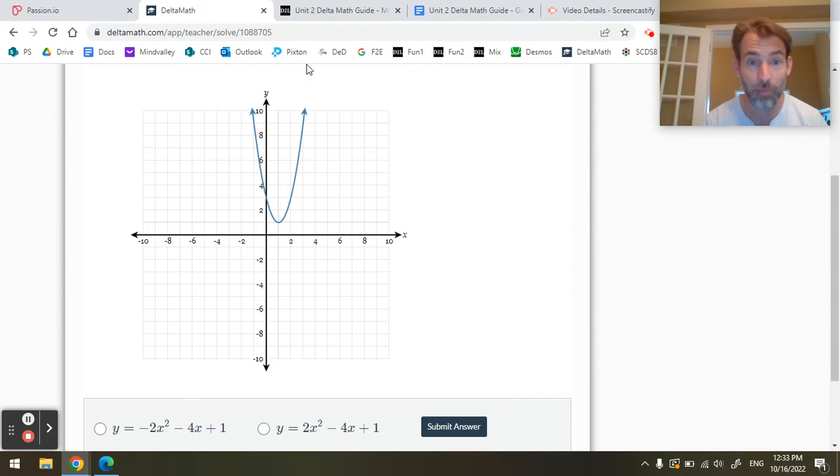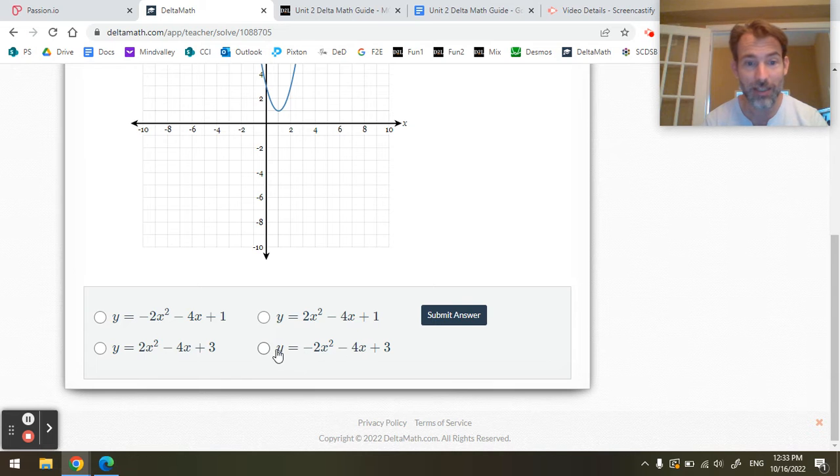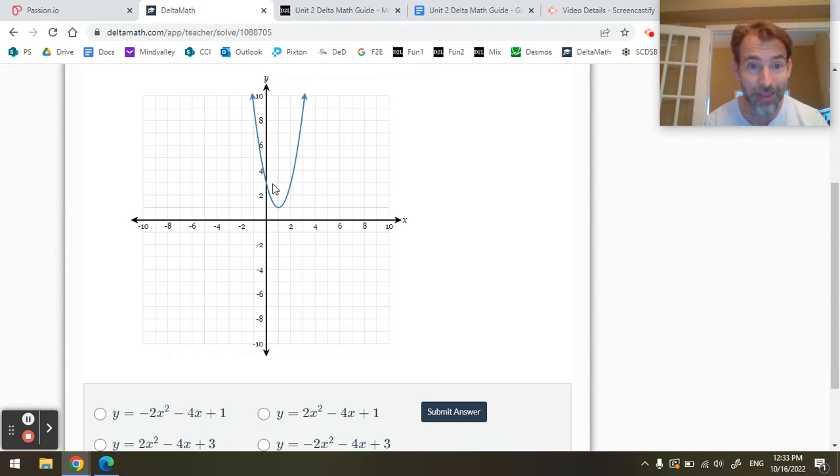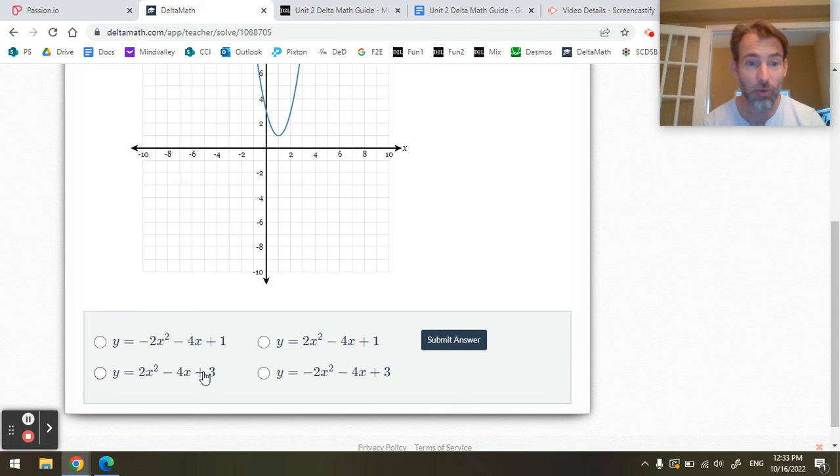I see this is an upward opening parabola, so that eliminates the last choice and the first choice. And so I'm down to this one and that one. I notice that they're the same except for this number on the end. This one is +3, this one is +1. And that number, C, will correspond to the y-intercept. So the correct answer is this one here. This is the equation that matches this parabola.